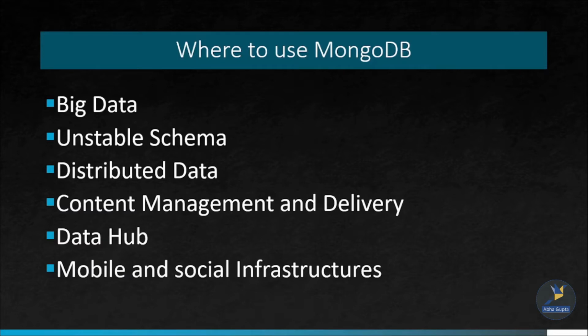Where is MongoDB used? Anywhere where huge amounts of data needs to be stored. MongoDB is schemaless, so adding a new field is easy. Anywhere where we need an unstable schema or where we need to add new fields, it can be used. It is used in data hubs for distributed data, that is if we need multiple copies of data across different servers which needs to be maintained so that data recovery is instant. There we can use MongoDB. It is used in mobile and social infrastructures, and there are many more areas where MongoDB can be used.